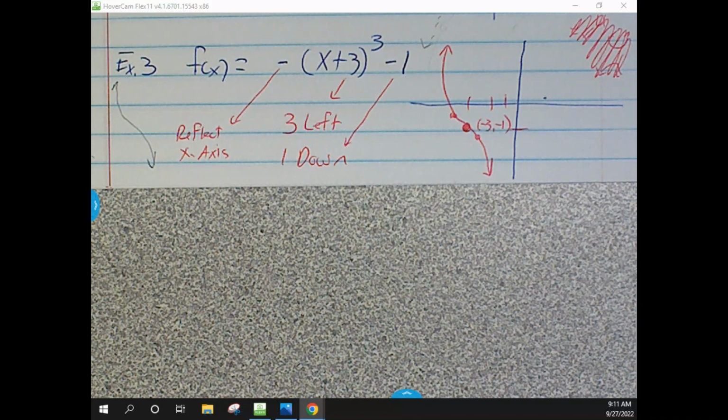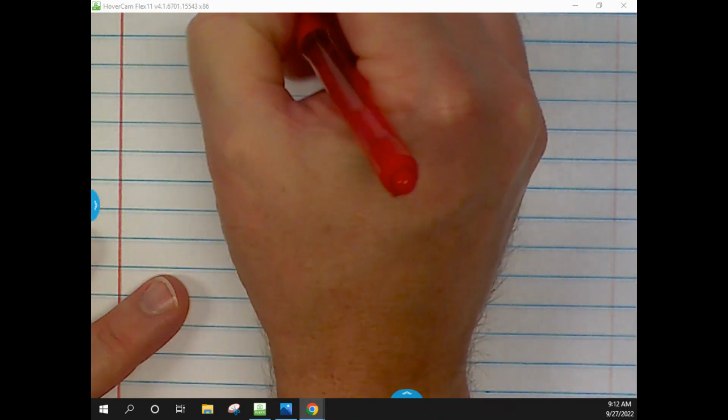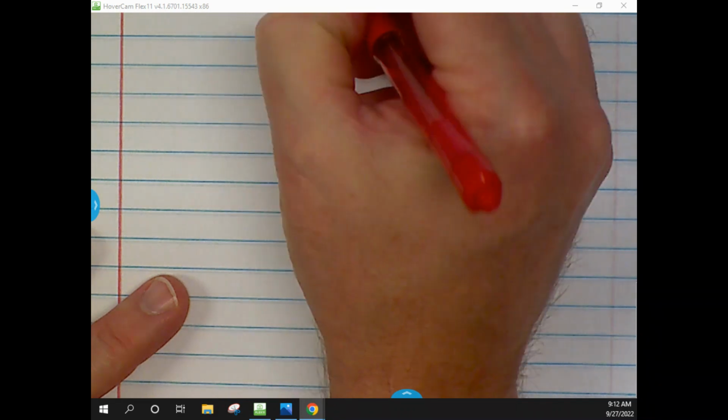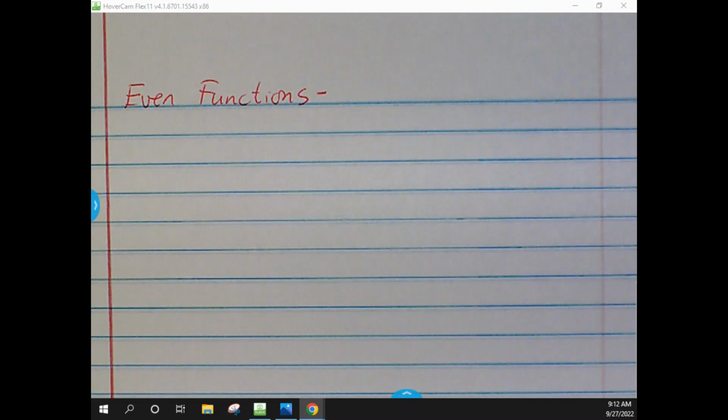Okay, now here's where they kind of throw some things at you, and they make this harder than what it is. They tie it in with symmetry. But this is one of those things where they make it a lot harder than what it is. Even functions.